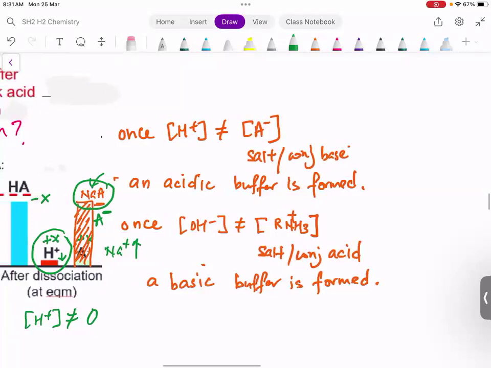What do you mean by salt slash conjugate base? Sometimes we refer to A minus as a salt, but it's also the conjugate base of the weak acid. So this one is to describe this part. They are the same.